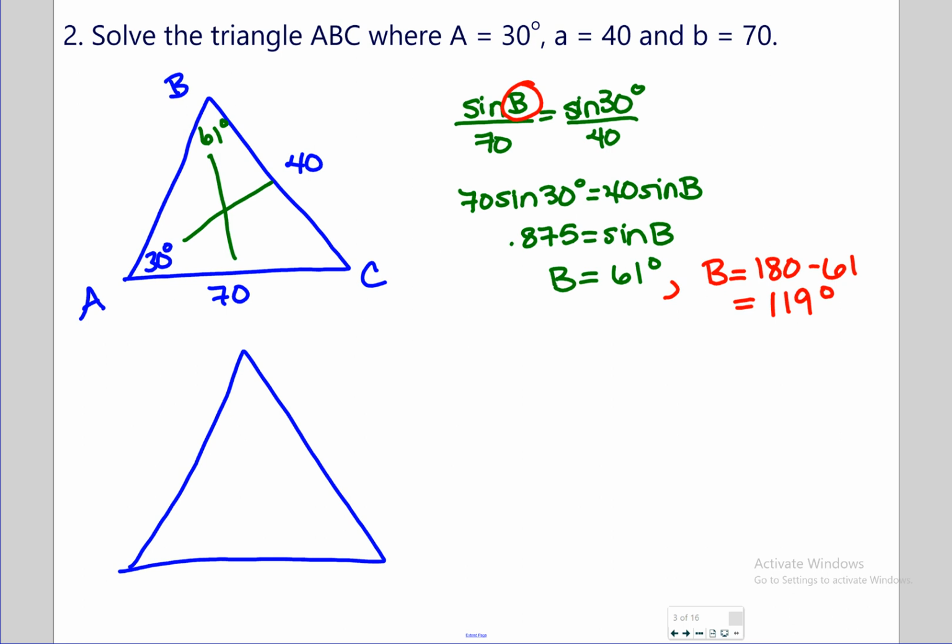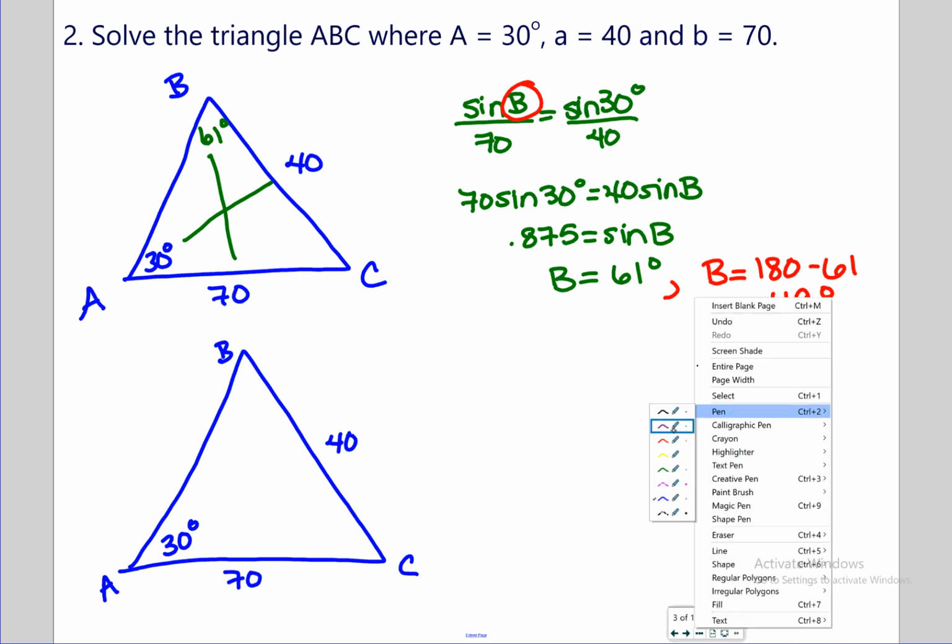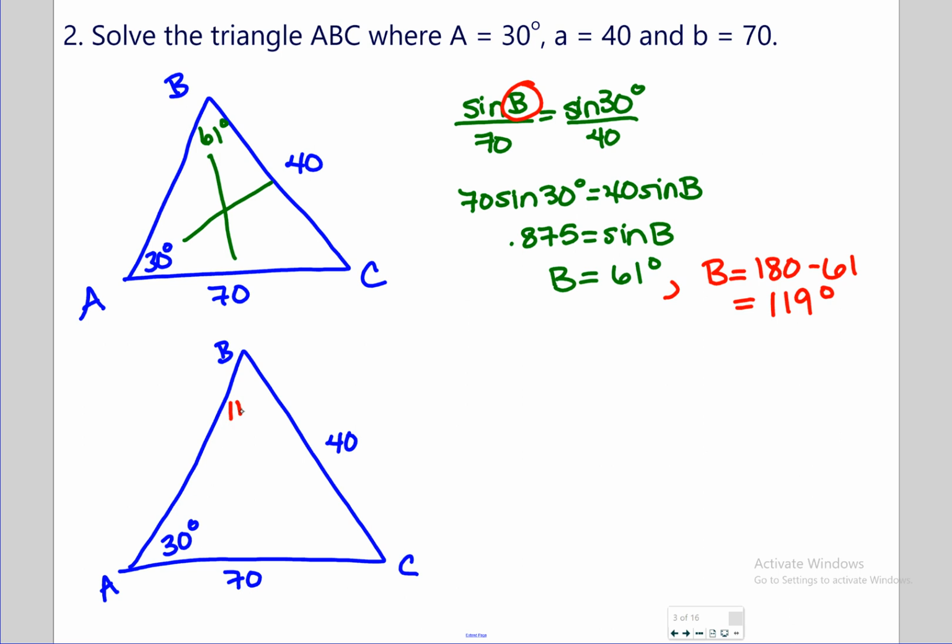I'm going to draw that second triangle. It's going to start by looking exactly like that same set of information we started with. 30 degrees is A, 40 is a, 70 is b. But this time, instead of 61, I'm going to put 119 in for B. Okay. And now we want to complete both triangles.